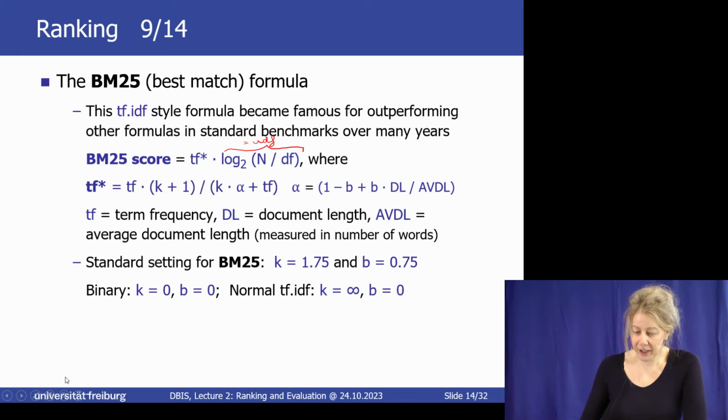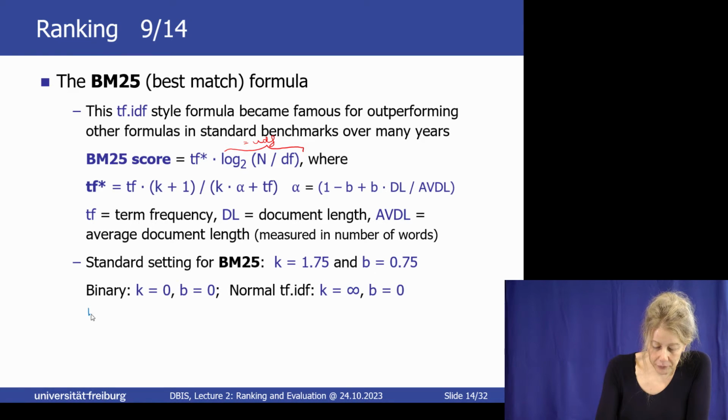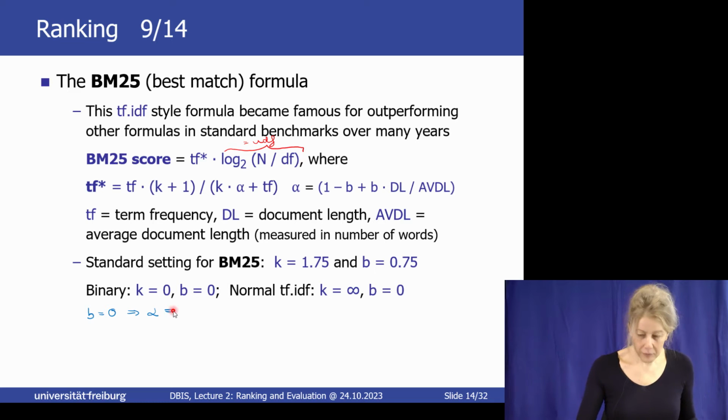And let me take the pen here. So if B, let's understand this alpha. If B is equal to 0, what is alpha? If B is equal to 0, it's just 1. Alpha is 1, so alpha is a factor which somehow takes into account how long that document is compared to the average, but there's a factor B here which says how much should we take that into account. That's a very common thing here.